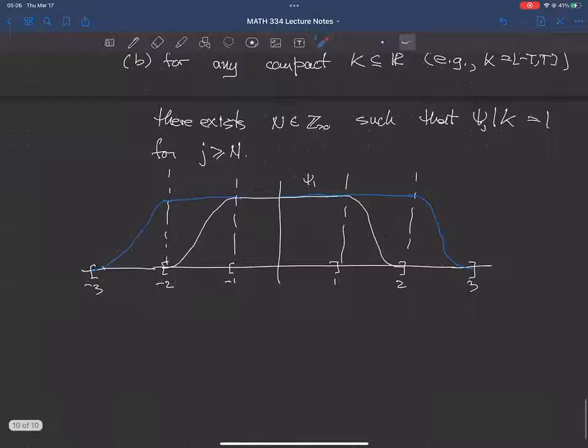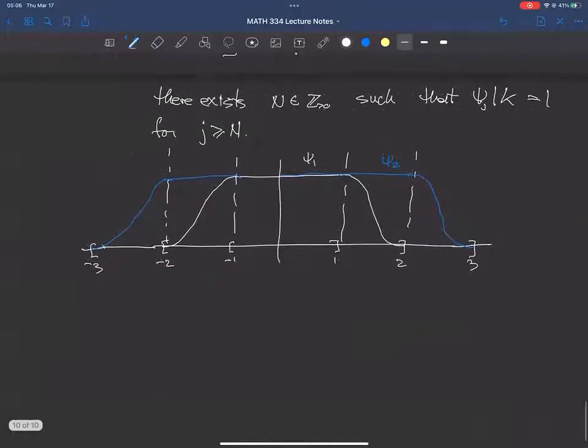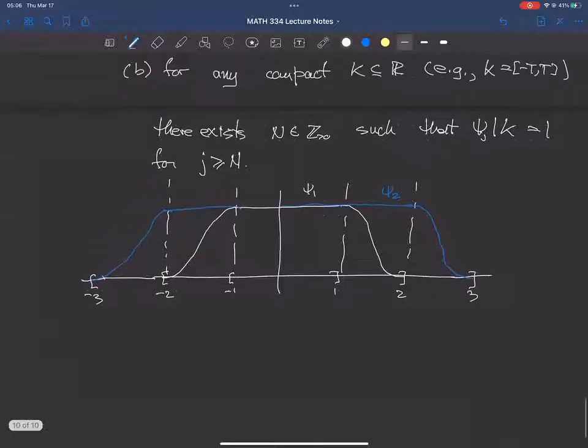And so this is your prototypical special approximate unit. Okay. All right, and so it's called an approximate unit because of its convergence to the function 1.